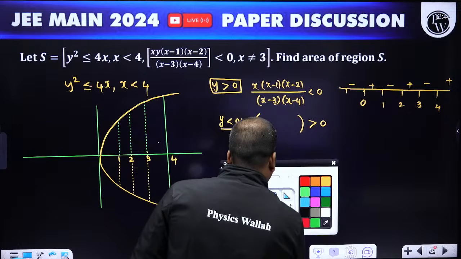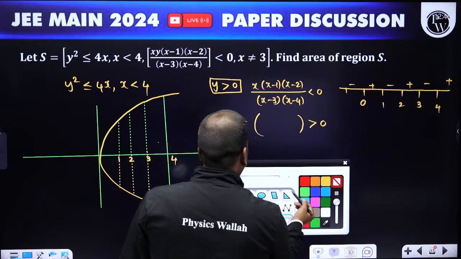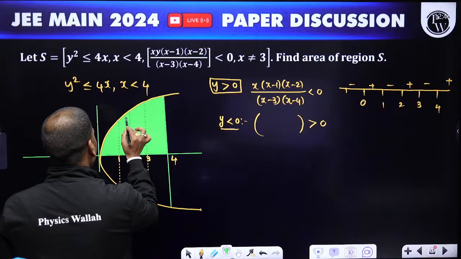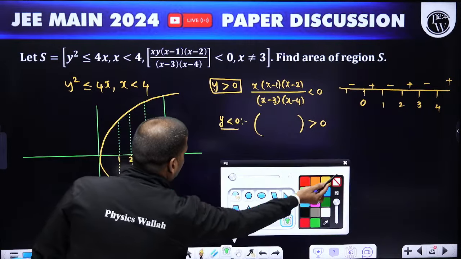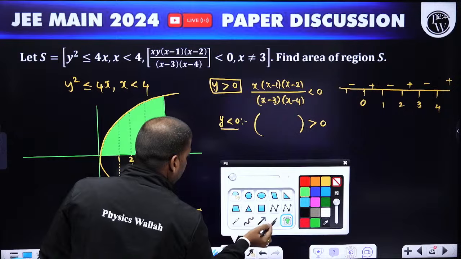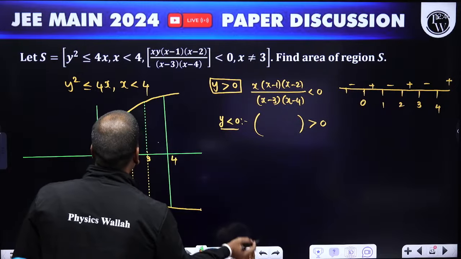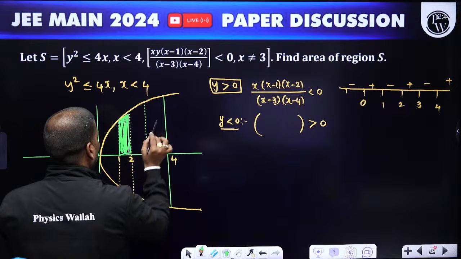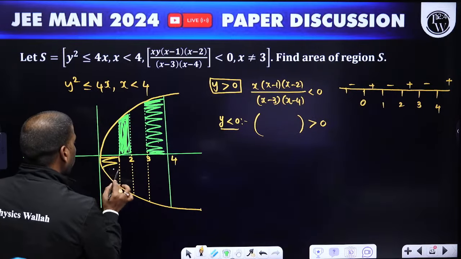In the first part, what do we have? 1, 2, 2, negative value. So let us keep this line. So complete it is coming out. Yes, this is 1, 2, 2 we want. Right, this portion we want, and 3 to 4 we want here. Next, here what we want, 0 to 1 and 2 to 3.